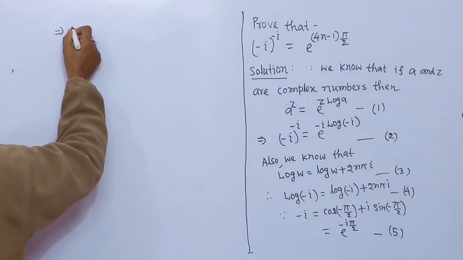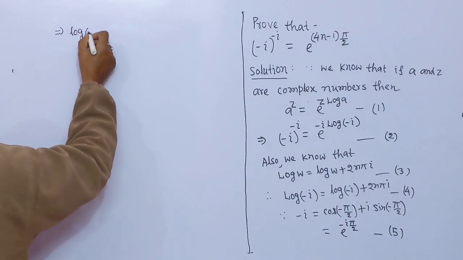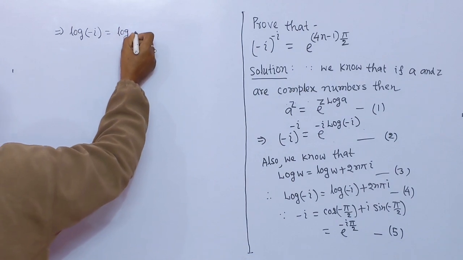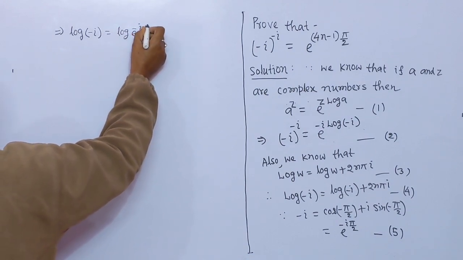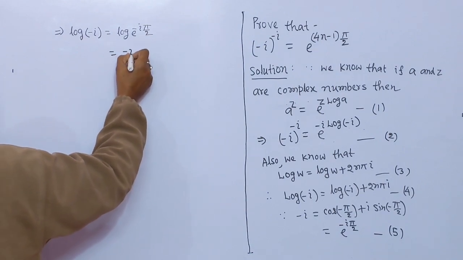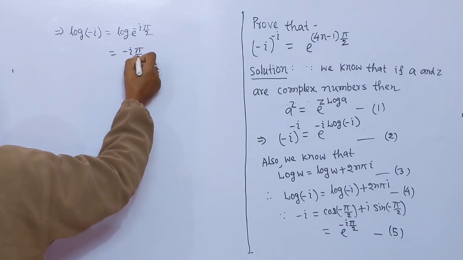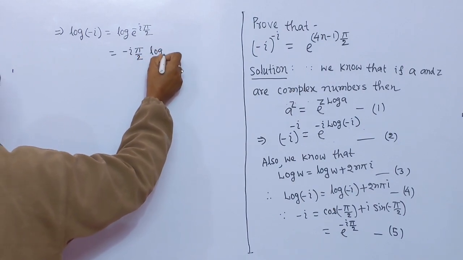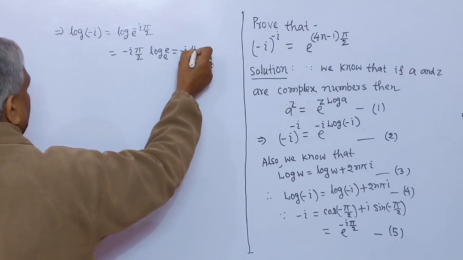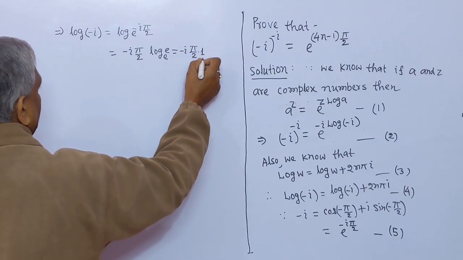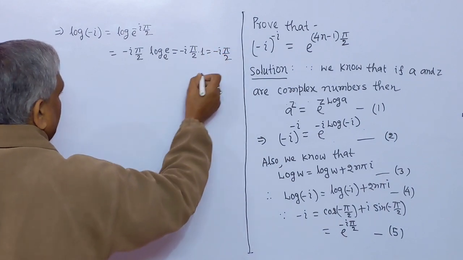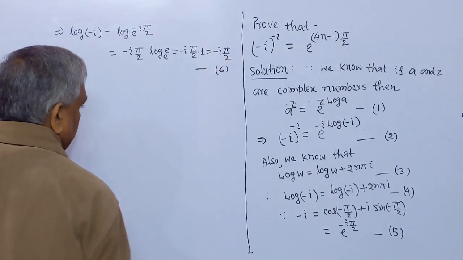Implies that log(-i) = log e^(-iπ/2), and this will be equal to -iπ/2 log base e. This is equal to -iπ/2 multiply 1, and this is equal to -iπ/2. This is number 6.